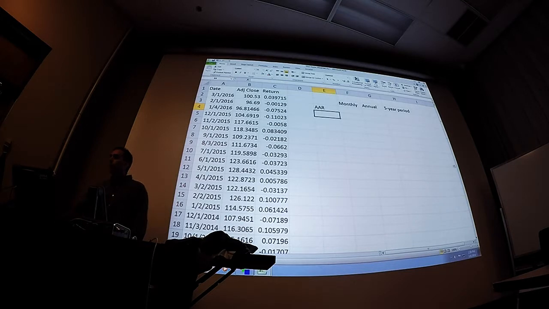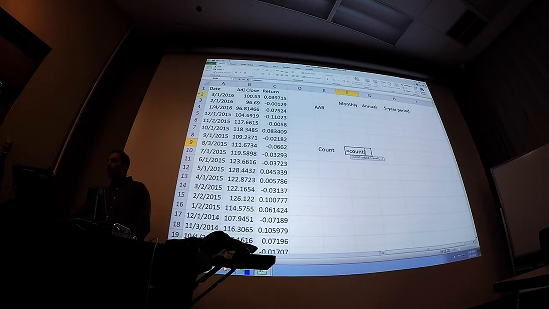The first way we would want to do this is what's called an arithmetic average return. This is just going to be the average return over this 5-year period. First I want to count how many returns I have. There's a count function in Excel which can be useful for this.